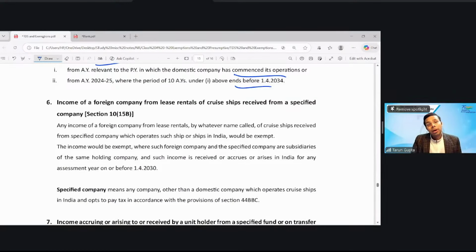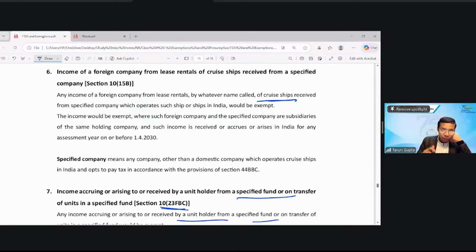Now, if you remember, in the last class we discussed the presumptive taxation of cruise ship. If you remember, the presumptive rate was 20%. It says any income of foreign company from lease rental of cruise ship. So now the company is engaged in the leasing of cruise ship to a specified company which operates such ship in India, and this will be exempt.